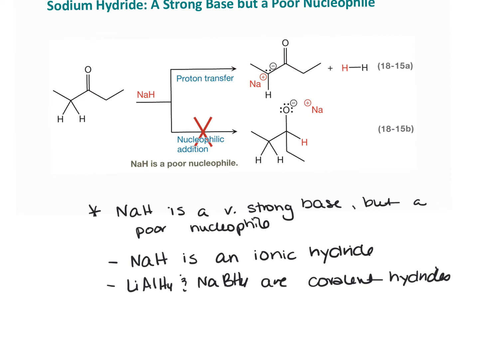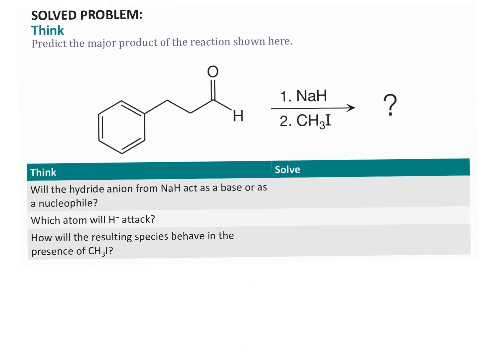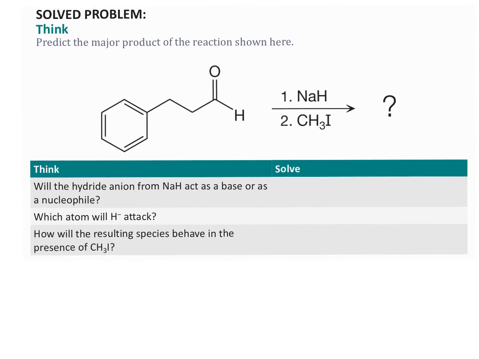Now, let's go through and do a problem where we can show the mechanism for this. So here's a problem. It says, predict the major product of the reaction shown here. When we look at a problem like this, we look at our substrate and ask, what functional group does it have? It's got an aldehyde functional group. So over here we have an aldehyde. And then we've got sodium hydride and CH3I, which is an alkyl halide.